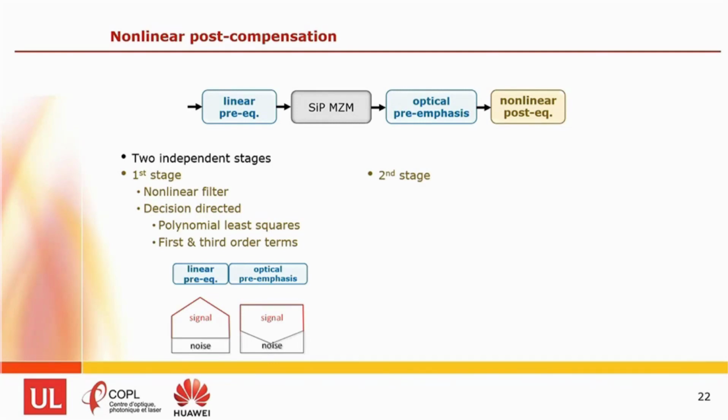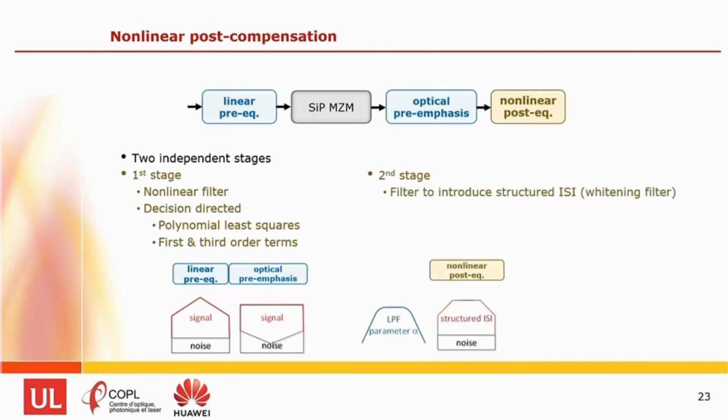Now, there's also a second stage I introduced to the nonlinear processing, and this is in some way to undo what harm I might have done myself in the linear compensation, because of course when I do my linear pre-compensation, I'm pre-emphasizing a little bit the noise, so I'm enhancing the noise in some frequency domains. And so what I do at the second stage is basically I try to whiten the noise. We can think of it this way, that I'm introducing a low-pass filter parameterized by alpha.